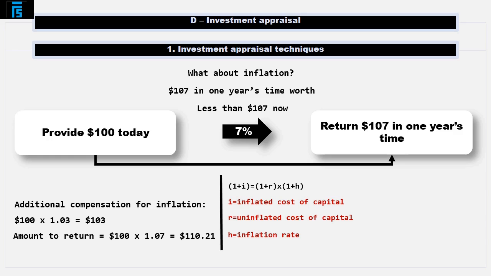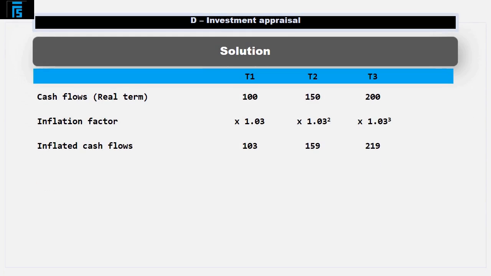In this case, 1 plus i equals 1.07 times 1.03 equals 1.1021. So i equals 1.1021 minus 1 equals 0.1021, or 10.21%. 10.21% is the inflated, or money or nominal, cost of capital. So, back to our question. We would discount the inflated cash flows at the inflated discount rate.